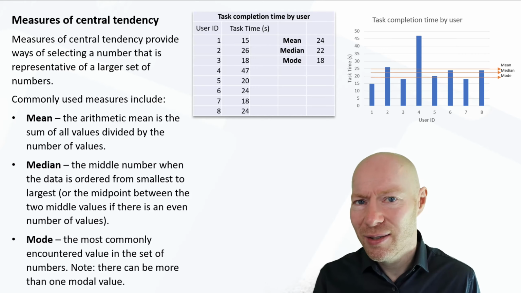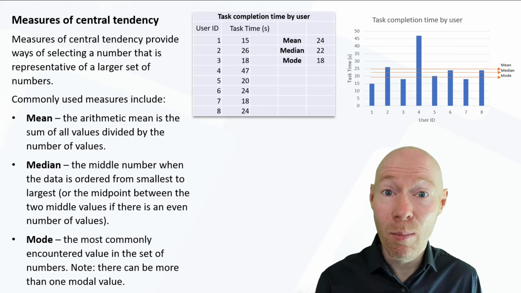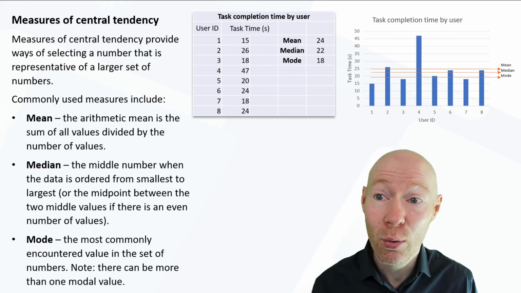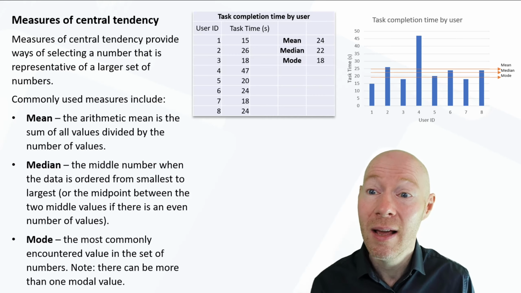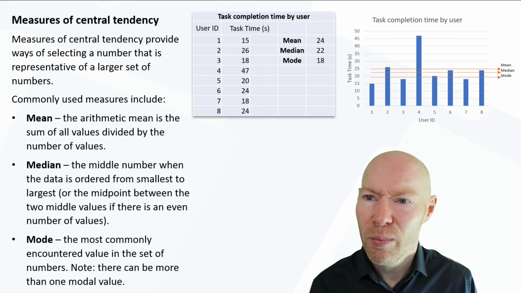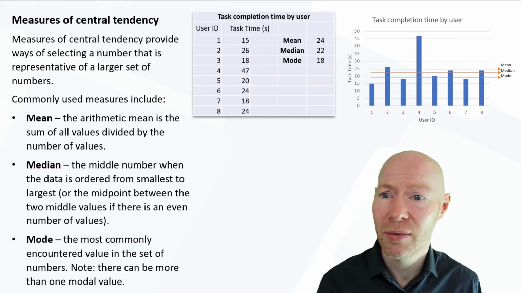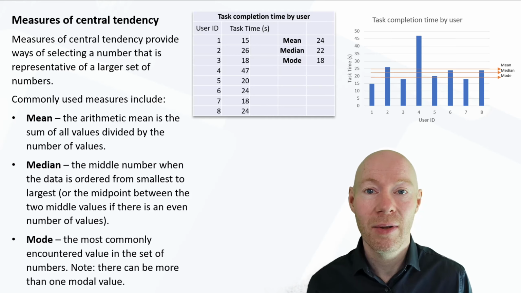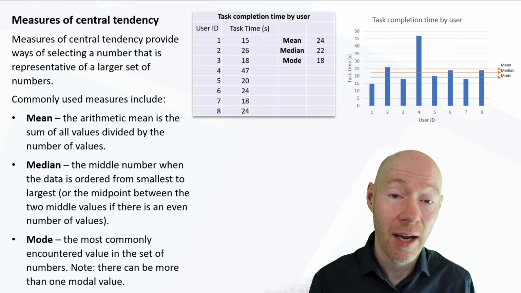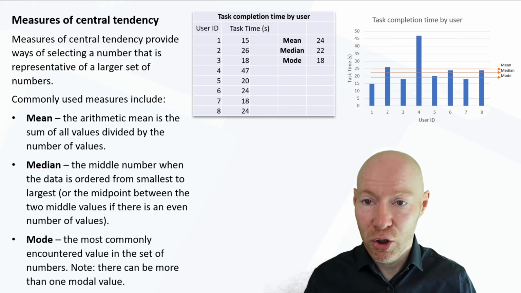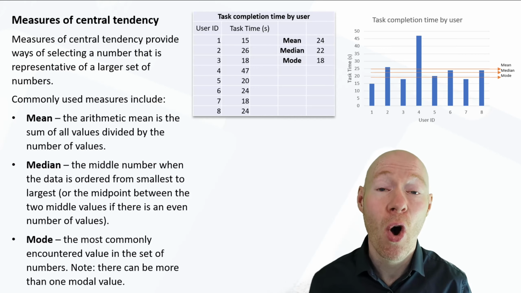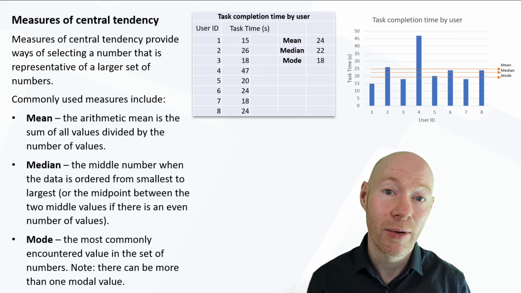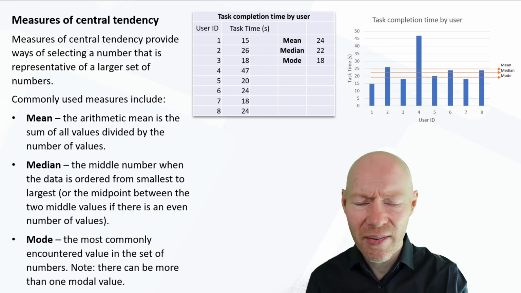If you look at the data, strictly speaking, there can be more than one modal value. If you look at this data, we have 2 18s from user 3 and user 7, but we also have 2 24s from user 6 and user 8. So strictly speaking, there are 2 modes. 18 and 24 are joint in terms of being the most commonly occurring, or frequently encountered, value. So 3 different types.